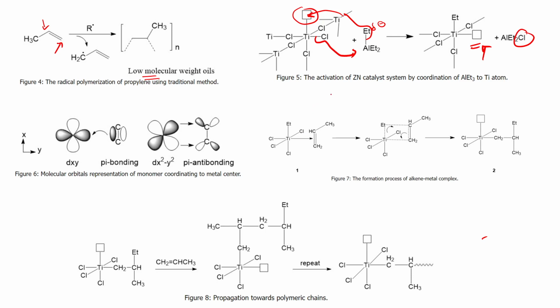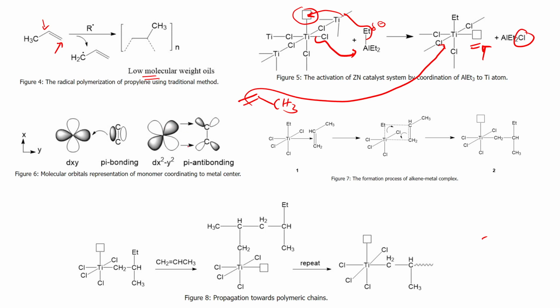After that, your monomer, which is this propylene unit, can donate its high electron density to your titanium, to the vacant site. So this is the molecular orbital representation you can see. With dxy and pi, this kind of donation can happen because of the orbital symmetry matching. Obviously, that has to be there.